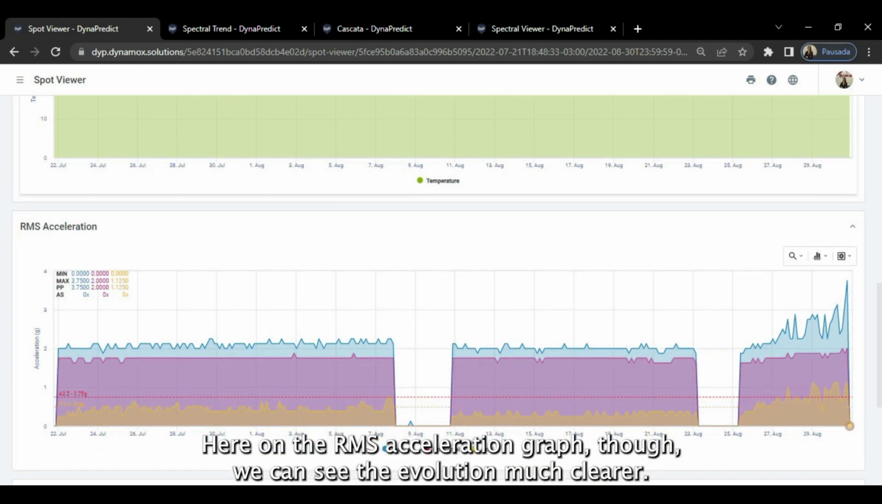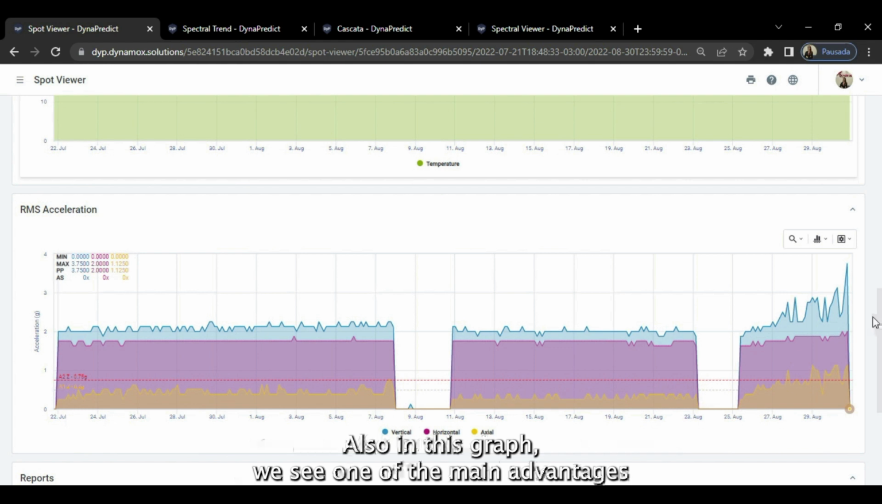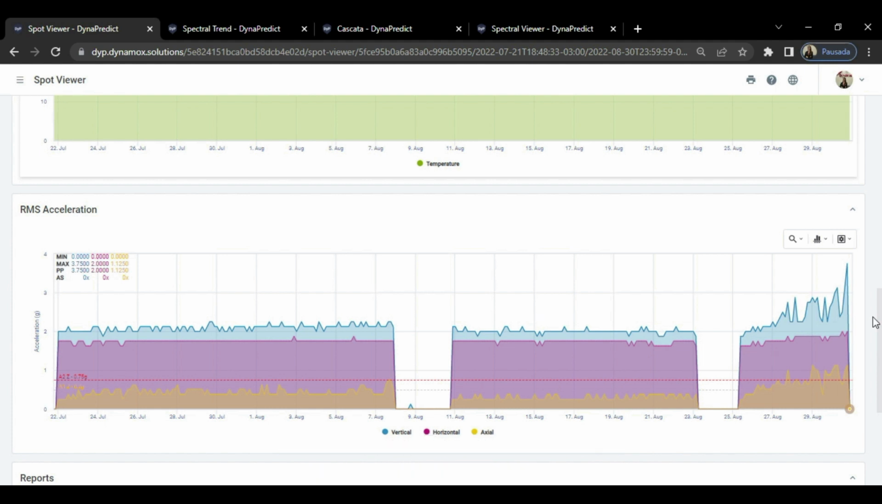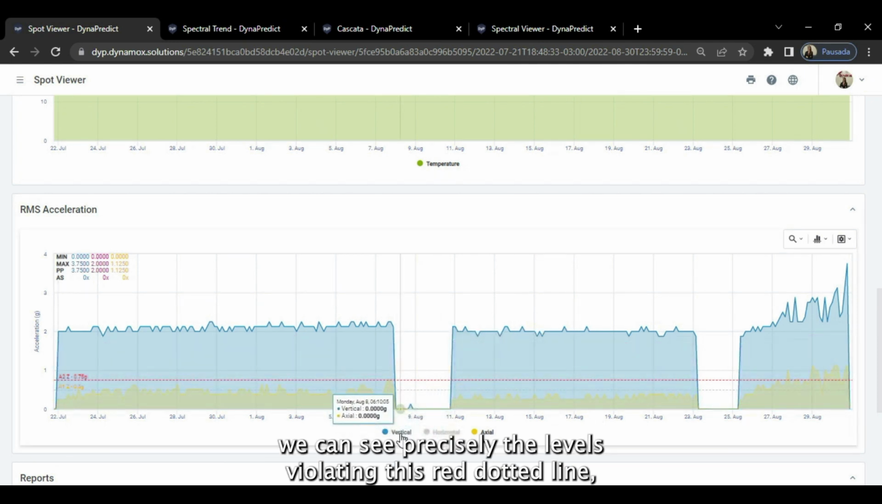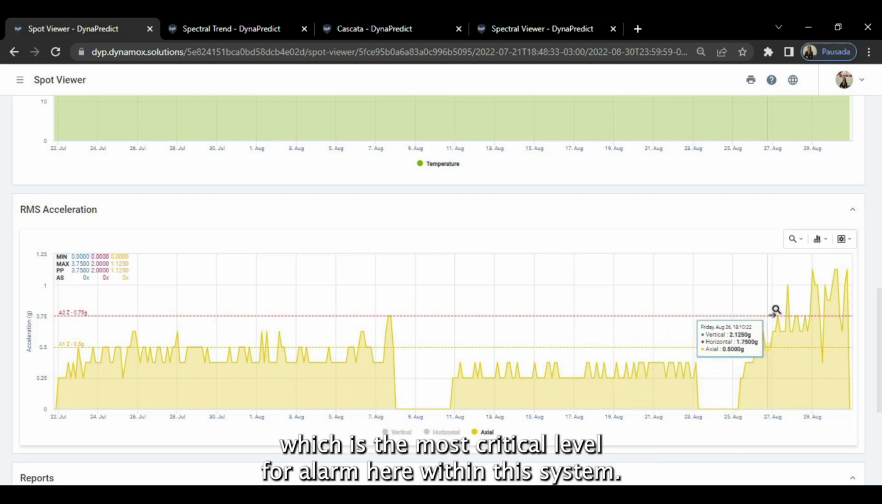Here on the RMS acceleration graph, though, we can see the evolution much clearer. Also, in this graph, we see one of the main advantages of having a triaxial measurement system. If we were monitoring, in this case, only the horizontal axis, as we can see, we would not have noticed any evolution. On the other hand, if we look at the vertical and the axial, we can see precisely the levels violating this red dotted line, which is the most critical level of alarm here within the system.